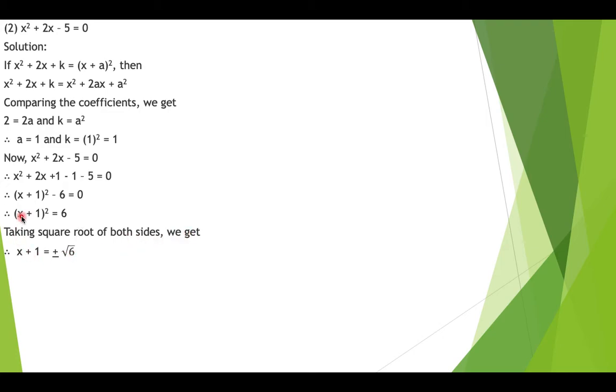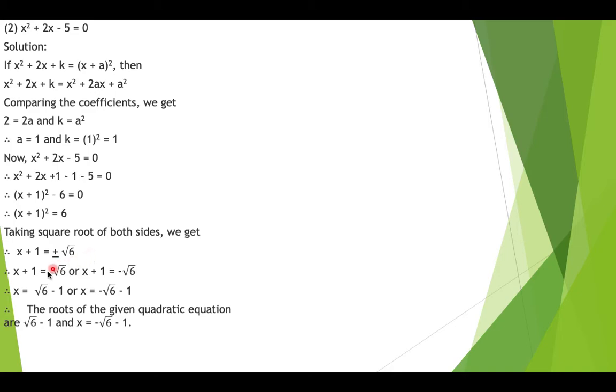Now the next step is taking square root on both the sides. When you are taking the square root of x plus 1 the whole square, we will just get x plus 1, and for 6 it is plus or minus root 6. Therefore x plus 1 is equal to root 6 or x plus 1 is equal to minus root 6. Taking the 1 to the right hand side, x is equal to root 6 minus 1 and x is equal to minus root 6 minus 1. Therefore the roots of the given quadratic equation are root 6 minus 1 and minus root 6 minus 1.